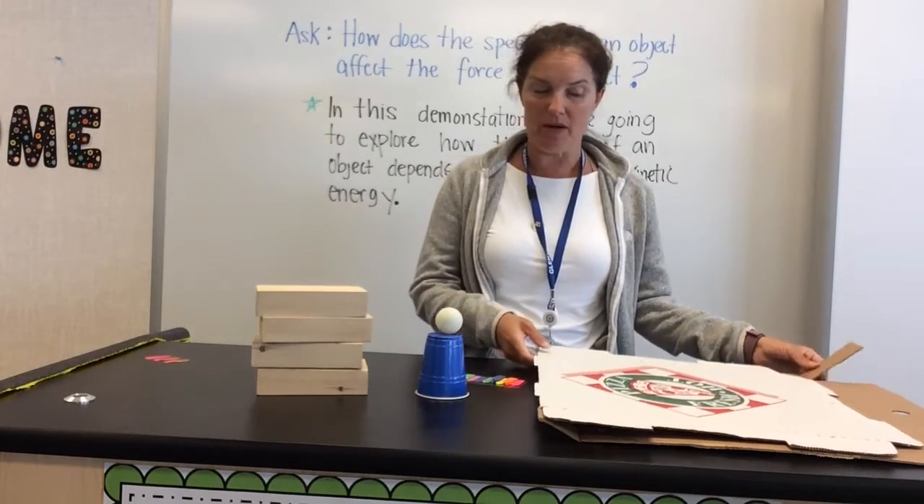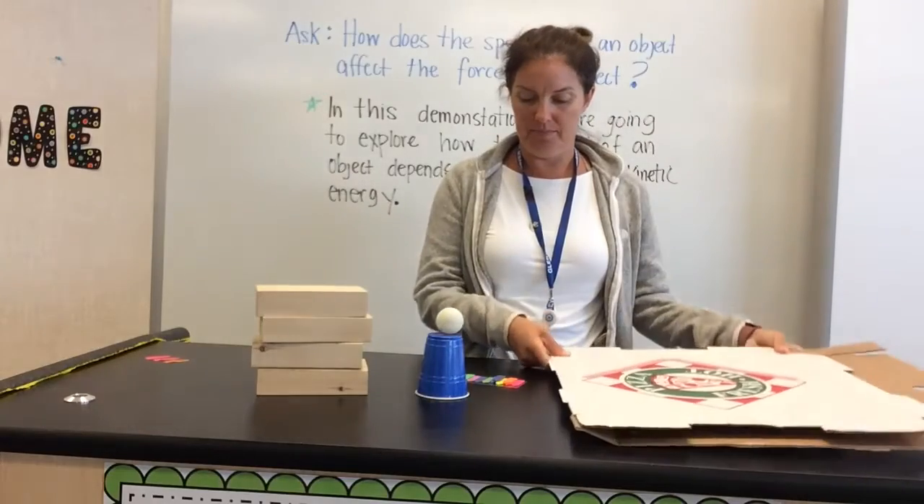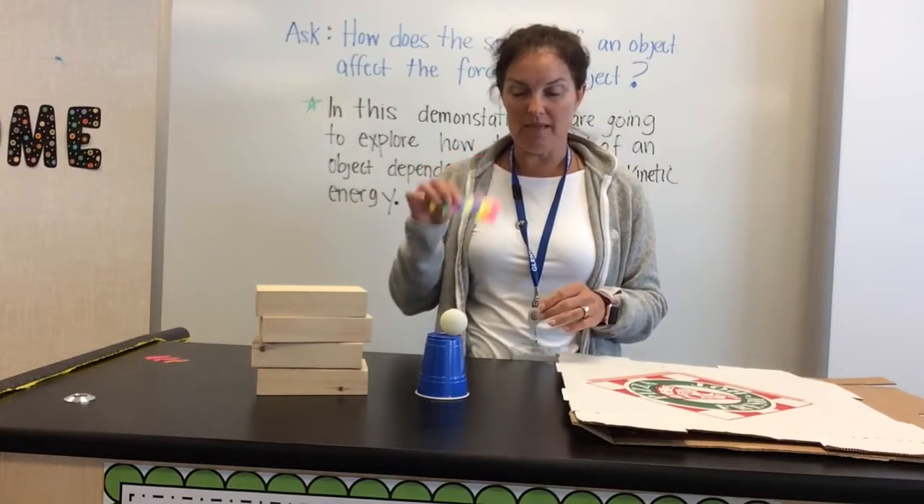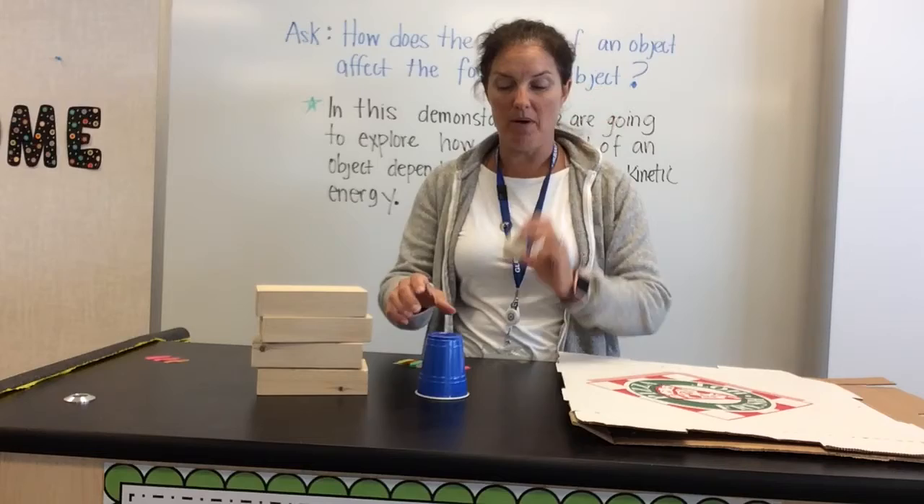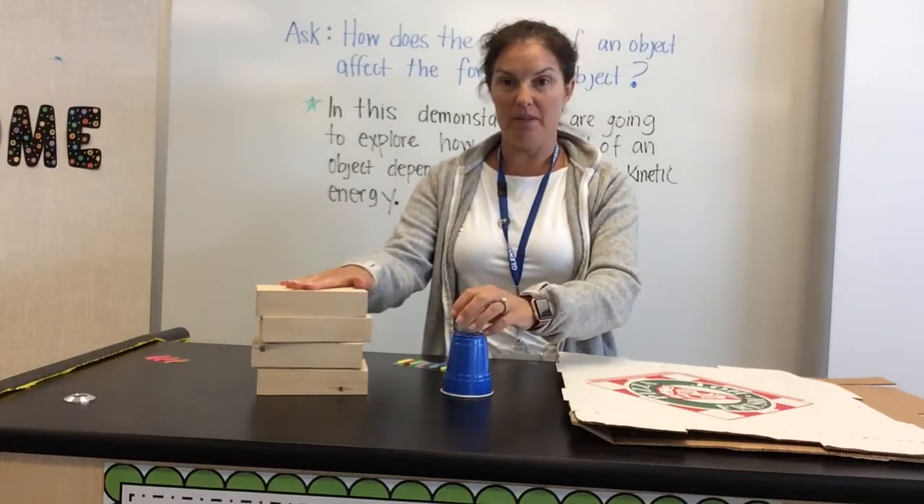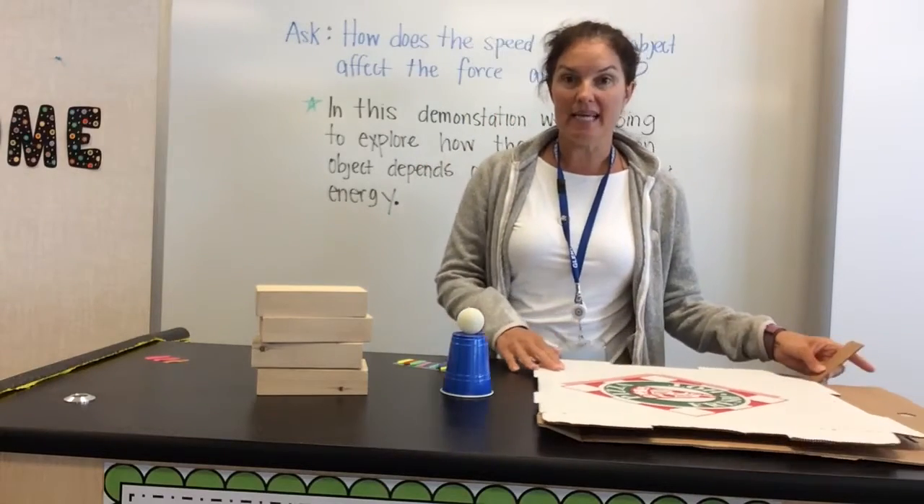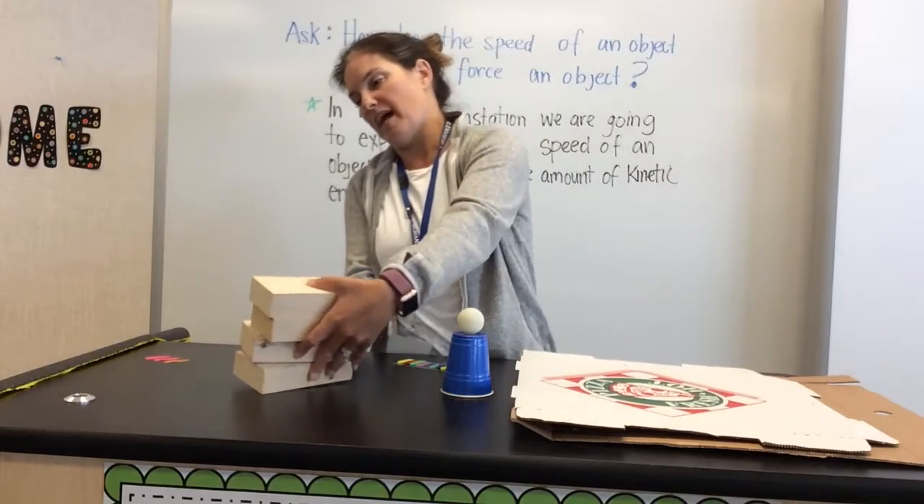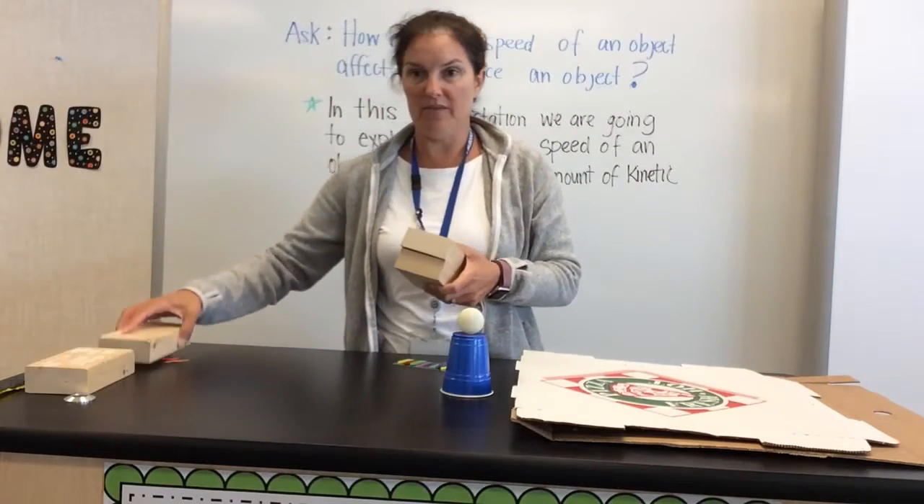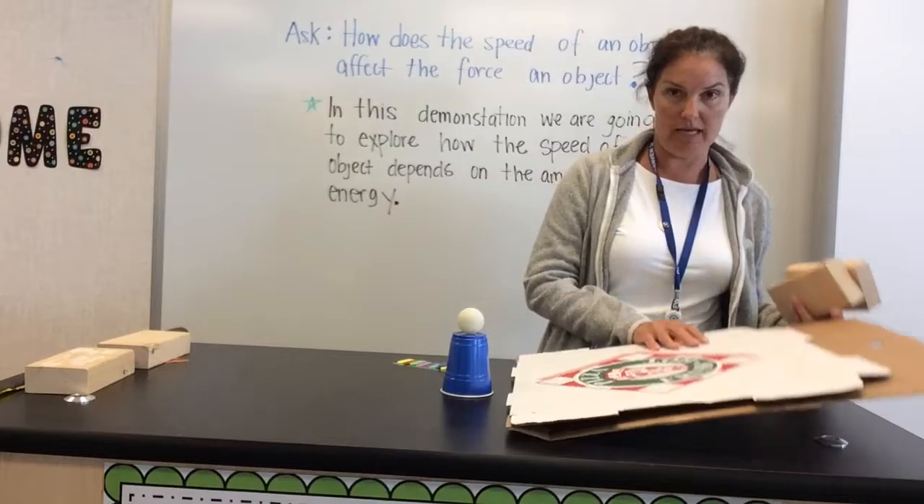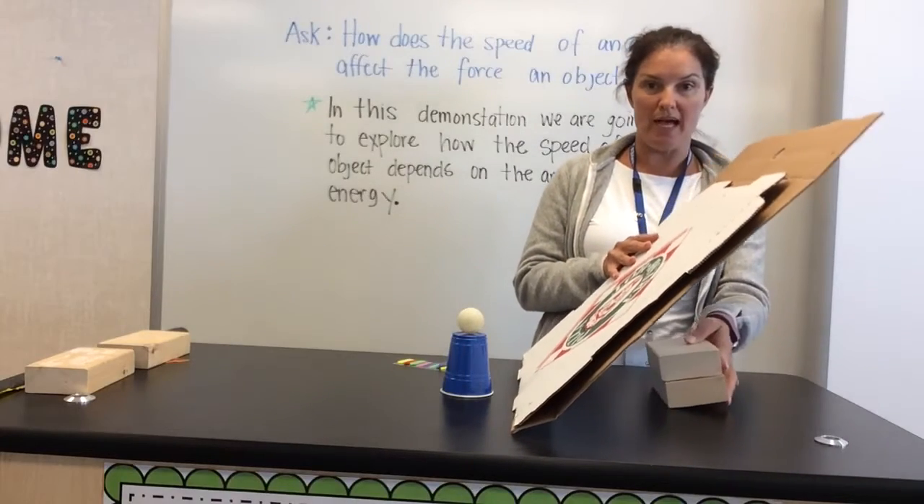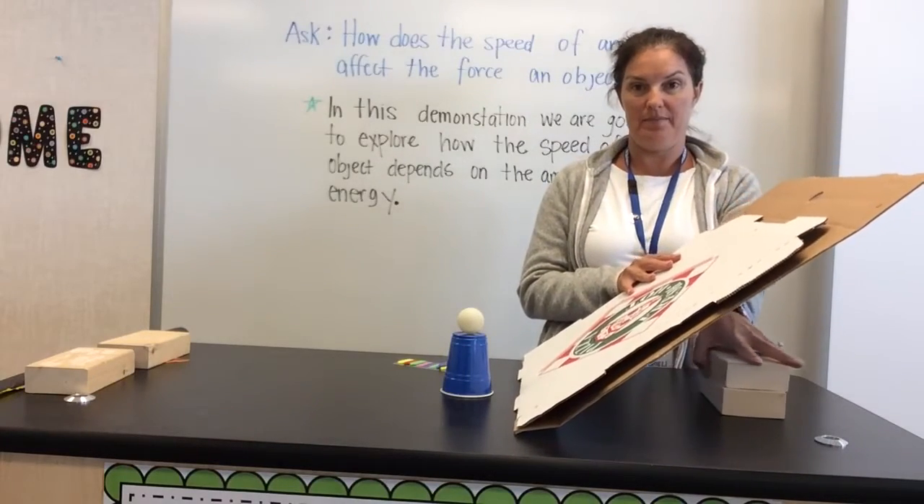In order to do this experiment, we're going to need a plank, some Post-its, a ping pong ball, a cup, and some blocks. To set up our experiment, I'm only going to use 2 blocks right now. We'll save those other 2 for a little later. And I'm going to put 2 blocks underneath my plank.